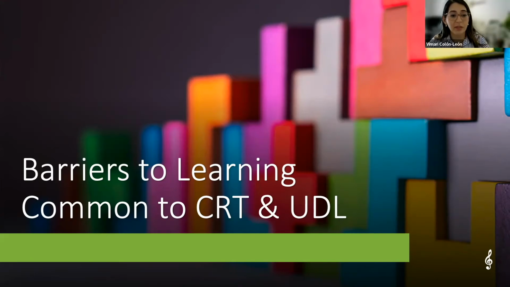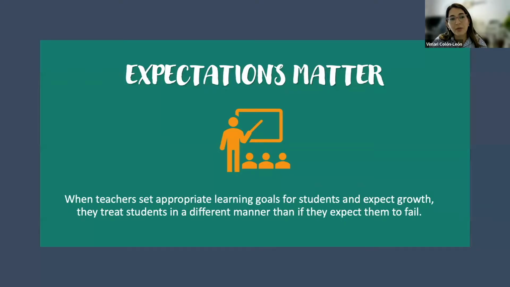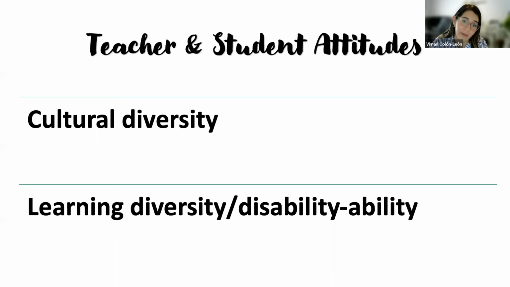Yes. So now I'm going to address barriers to both of these approaches because, as we said, there are many intersections. First of all, expectations matter. So that could be a barrier: what type of expectation you have, especially towards marginalized populations or special learners. When we set appropriate learning goals for students and expect growth, growth should always be our ultimate goal, no matter how small that growth is. When we do that, we start treating students in a different manner than if we expect them to fail.